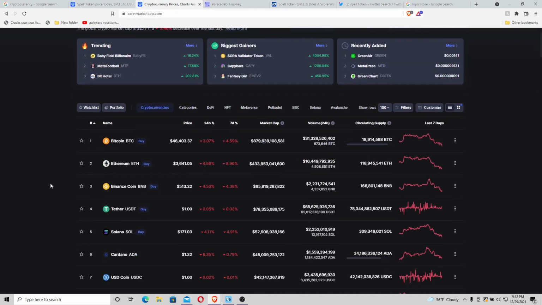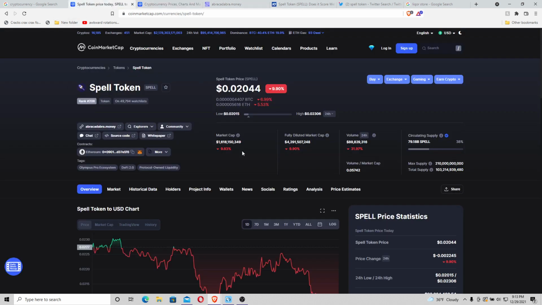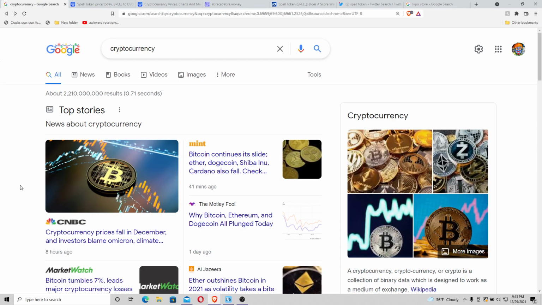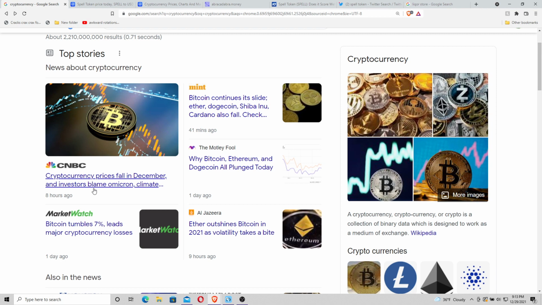Today, we are watching Bitcoin's price down another 3.07%, Ethereum down another 4.56% on the 24-hour. A lot of the market is following this trend. Spelltoken currently down 9.90%. The entire market pretty much getting hit hard by a lot of these different public health issues that we're watching, with looming lockdowns for a lot of people coming up in the end of the year, or the beginning of next year, January.